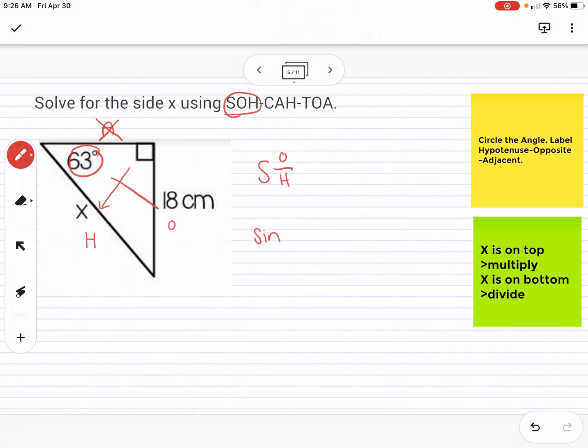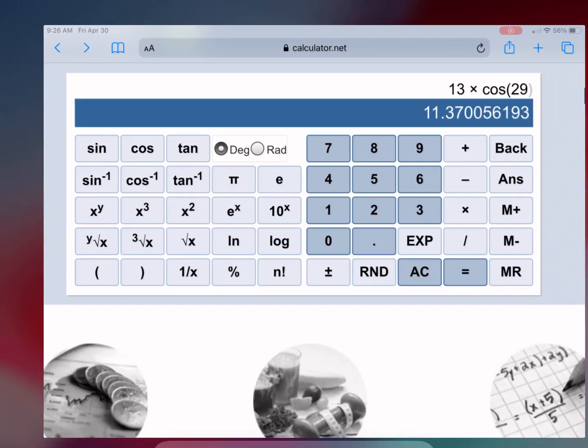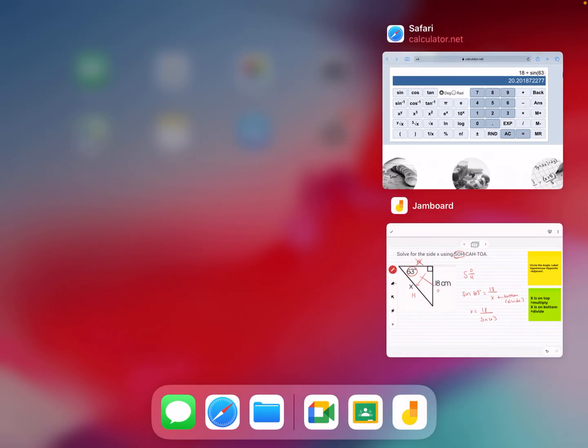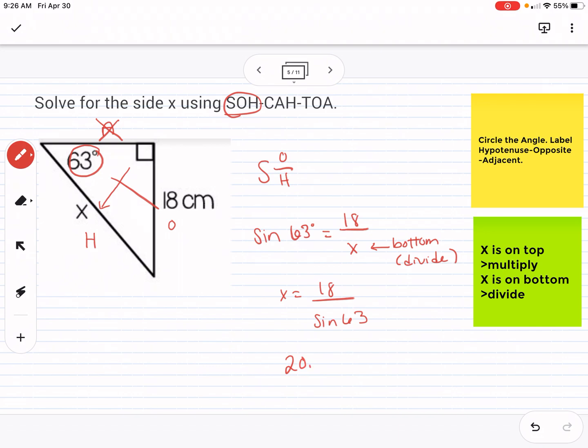S stands for sine. Our angle is 63. O is 18 and H is X. So this time X is on the bottom, which means we're going to divide. So we're going to do 18 divided by sine 63. This one comes out to 20.2. So this side here would be 20.2 centimeters.